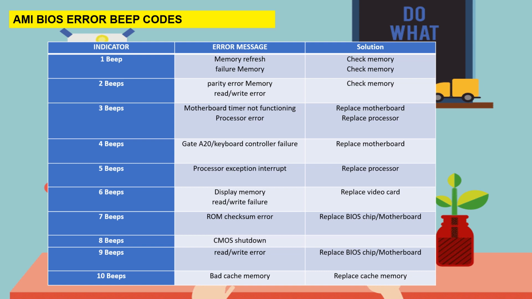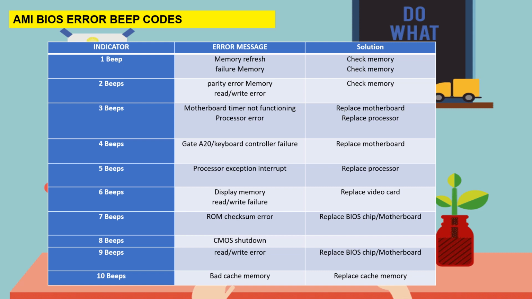First, we have the AMI BIOS error beep codes. We have the indicator, error messages, and solutions. So, indicator 1 beep. Error messages: memory refresh and memory failure. For the solution, check memory. 2 beeps, parity error, memory read or write error. Check memory. 3 beeps, motherboard timer not functioning, processor error. Replace motherboard and replace processor. 4 beeps, gate A20, keyboard controller failure.